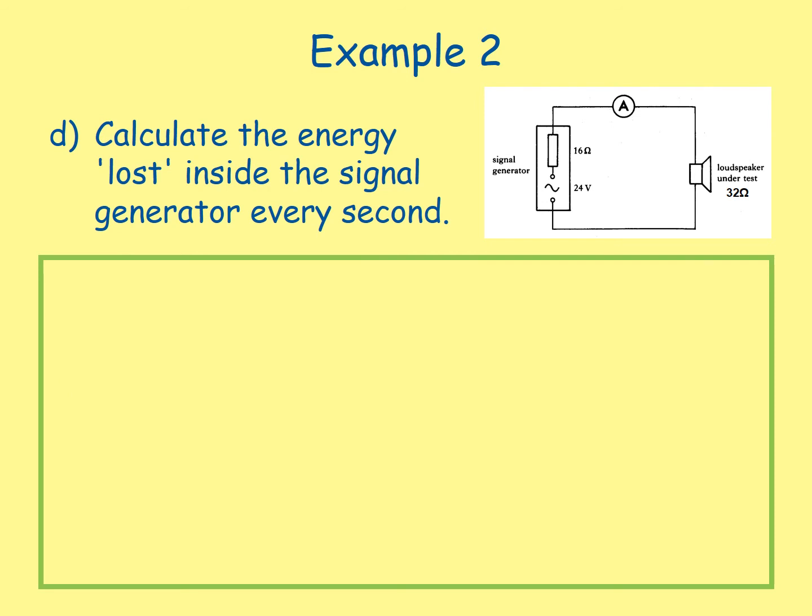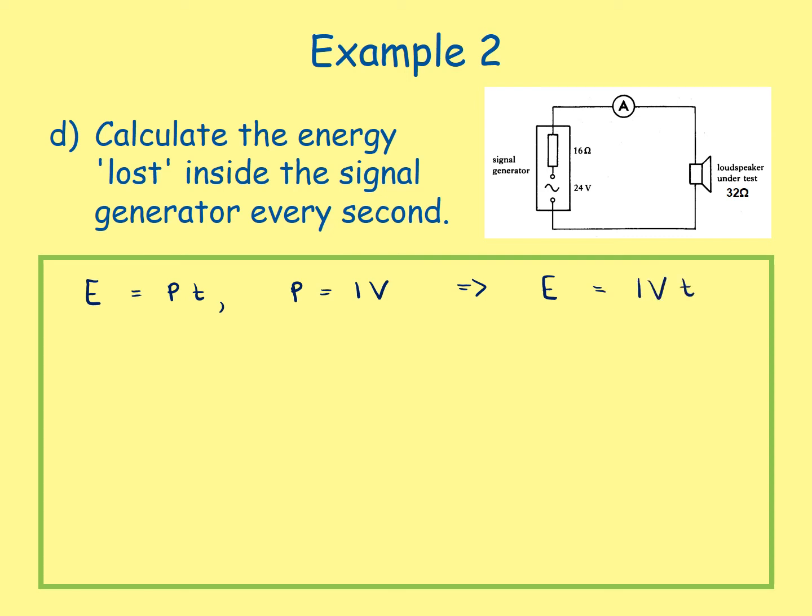Now we want to calculate the energy lost inside the signal generator every second. So we need an equation with energy in it. It's mentioning every second, so it's going to include time. And we've just worked out power as well, so that might come in handy. An equation that links energy and time together is E equals PT, or power equals energy over time. And we know that power equals current times voltage. So combining those two equations, we have energy equals our power, IV, times by our time.